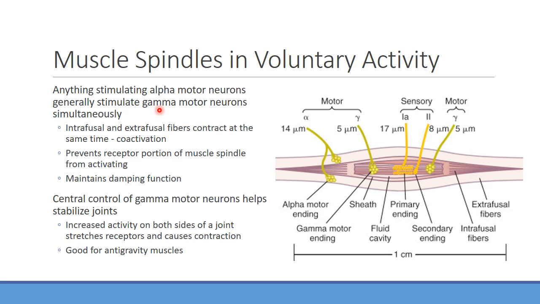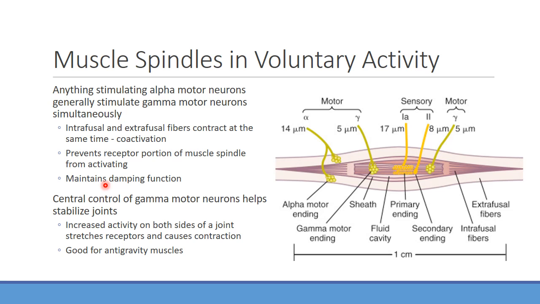So again, anything that stimulates the alpha motor neurons is typically going to stimulate the gamma motor neurons simultaneously. So both are going to be happening together. And so this helps to contract both intrafusal and extrafusal fibers. By doing this, it's called co-activation. They get activated in the same degree, essentially. And this helps to prevent that receptor portion of the muscle spindle from activating. And so this maintains that damping function as well, where it helps to prevent those oscillations that occur secondary to those reflex pathways.